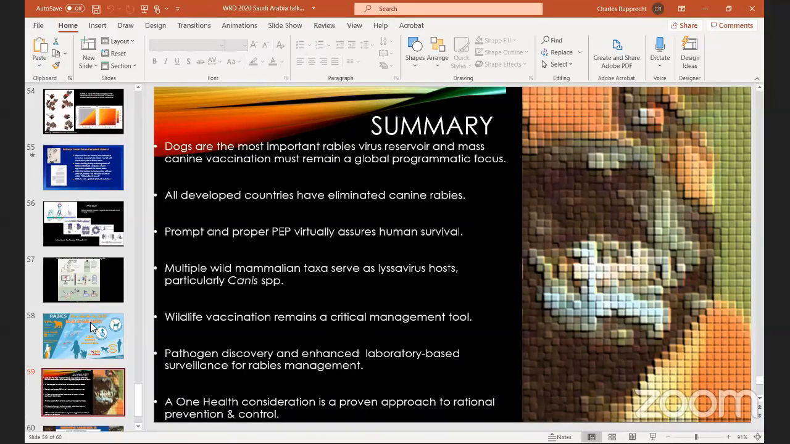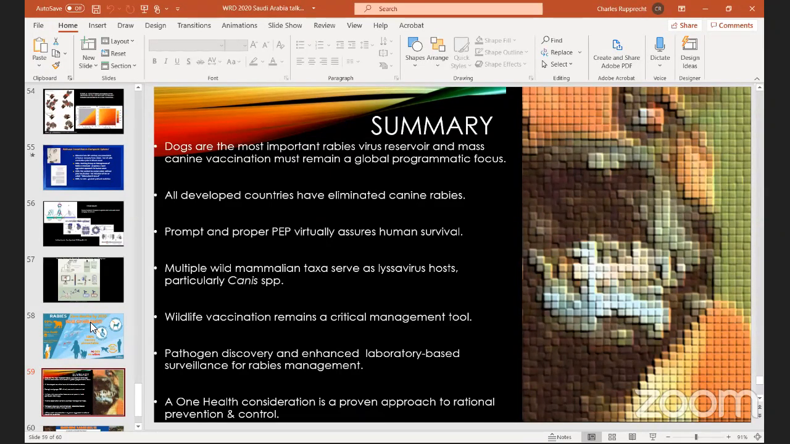That prompt and proper human prophylaxis virtually assures survival after a risk assessment when someone is bitten or otherwise exposed. That although all mammals are susceptible, we're most concerned about the domestic dog and wild canids, such as foxes, jackals, etc., and superimposed upon them either bat rabies viruses or bat lyssaviruses. That besides mass dog vaccination, we know that we can manage wildlife very effectively through oral vaccines, and this tool may also be useful for managing canine rabies where indicated.